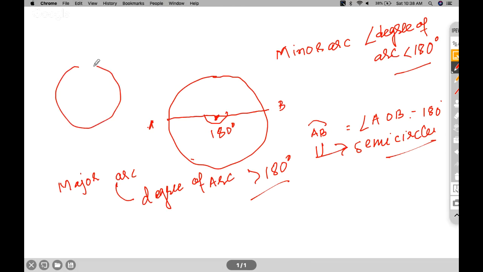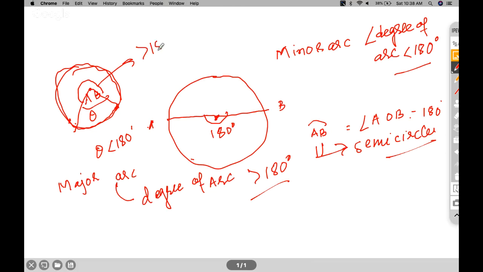Let me draw a circle over here. Suppose this is the arc from here to here, and this is AB. This theta is less than 180 degrees, so this would be the minor arc. Now look at the other side. This side of AB is subtending this angle, which is more than 180 degrees. So this is greater than 180 degrees, and that would be the major arc.